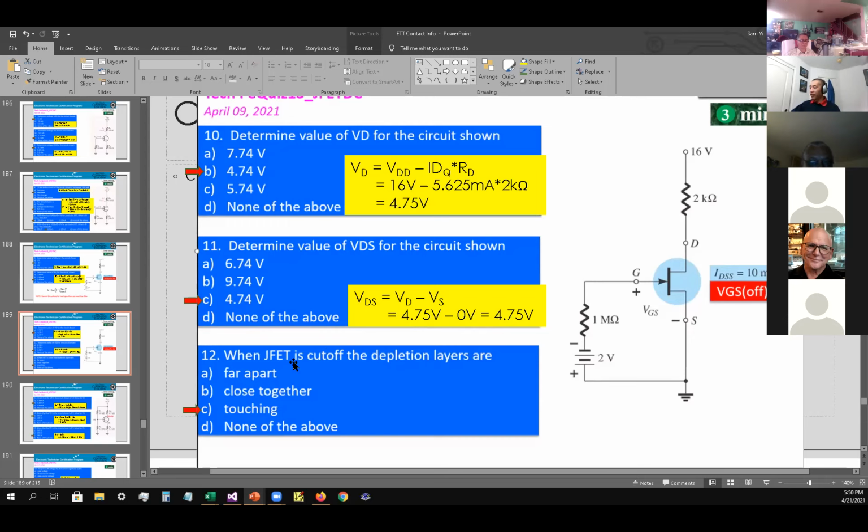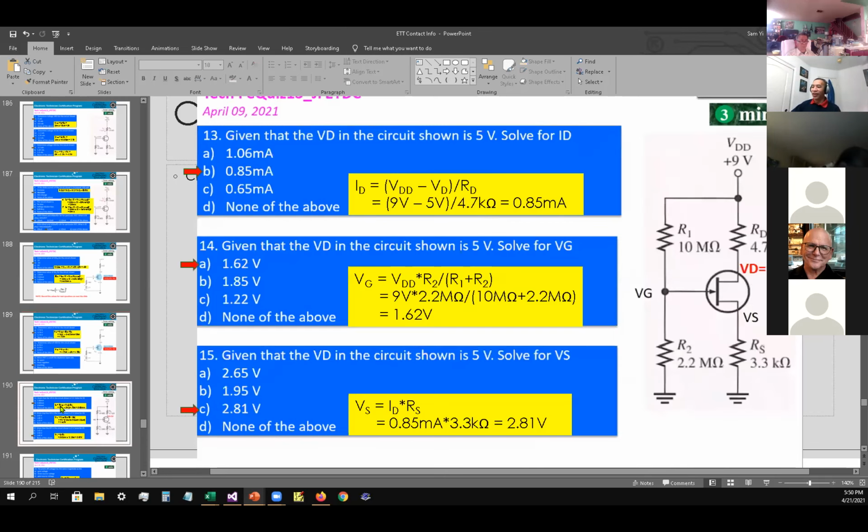So this JFET is cut off. The depletion layers are pretty much touching each other, completely touching. Okay. So next one. Does anybody have a question on 10, 11, or 12? No, okay. So next one.